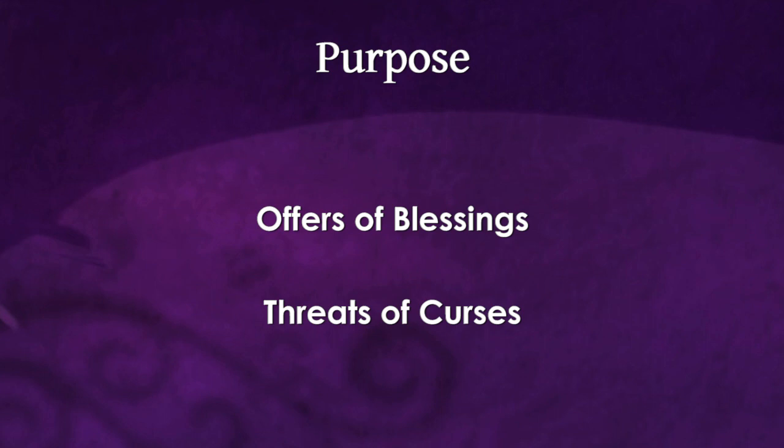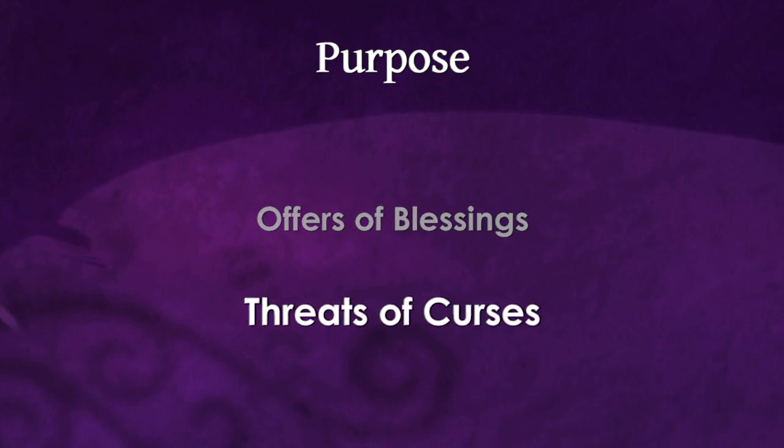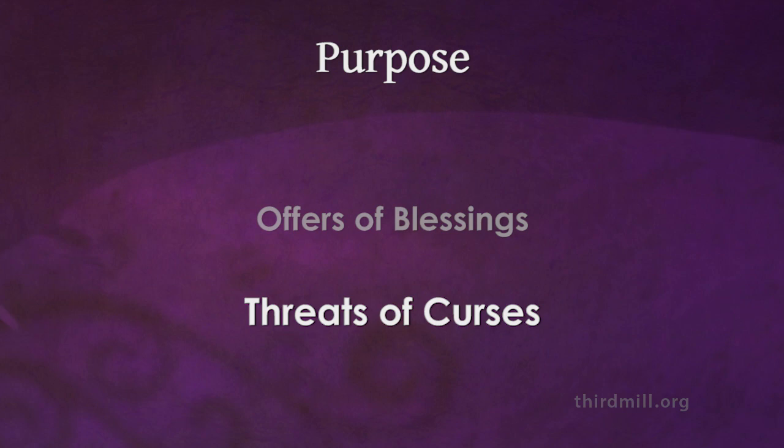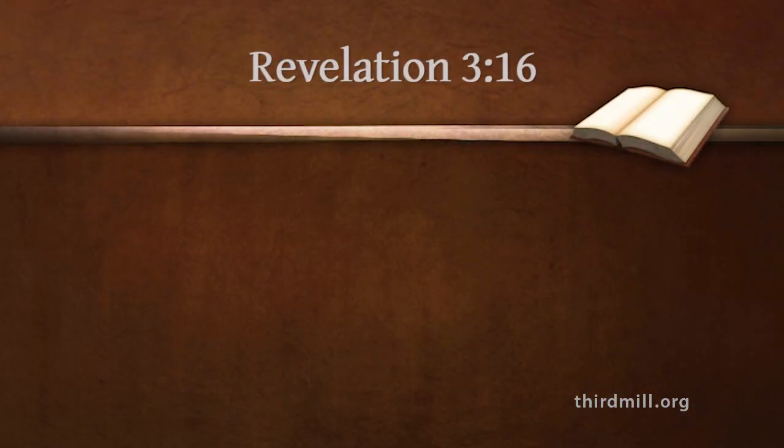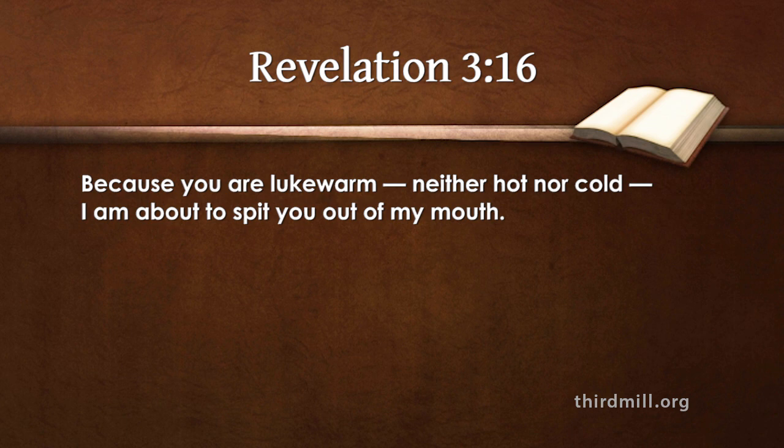Besides offering blessings to Jesus' faithful followers, John also expressed his purpose in threats of curses against those who were disloyal to Christ. As just one example, listen to Jesus' threat against the church in Laodicea in Revelation chapter 3, verse 16. "Because you are lukewarm, neither hot nor cold, I am about to spit you out of my mouth." These words strongly exhorted John's readers to repent of their sins and to live in eager submission to Jesus. The threat of being spit out of Christ's mouth vividly warned that flagrant rebellion against Jesus would lead to divine curses.